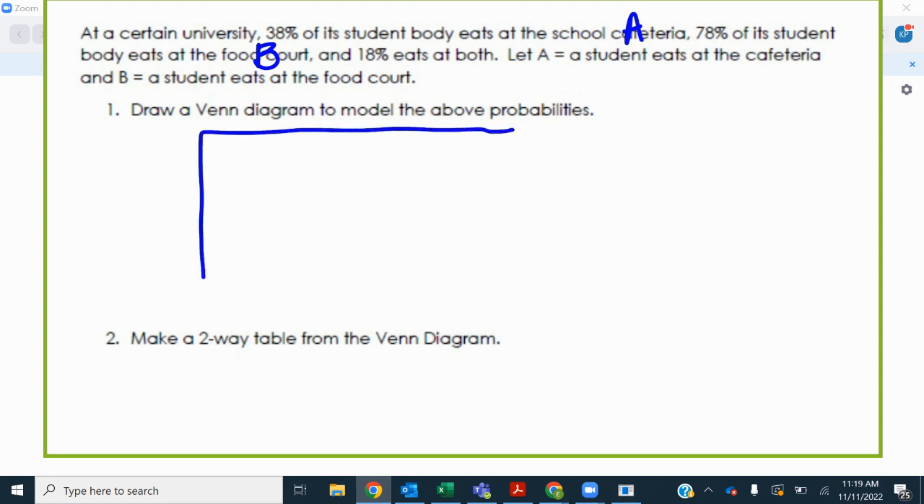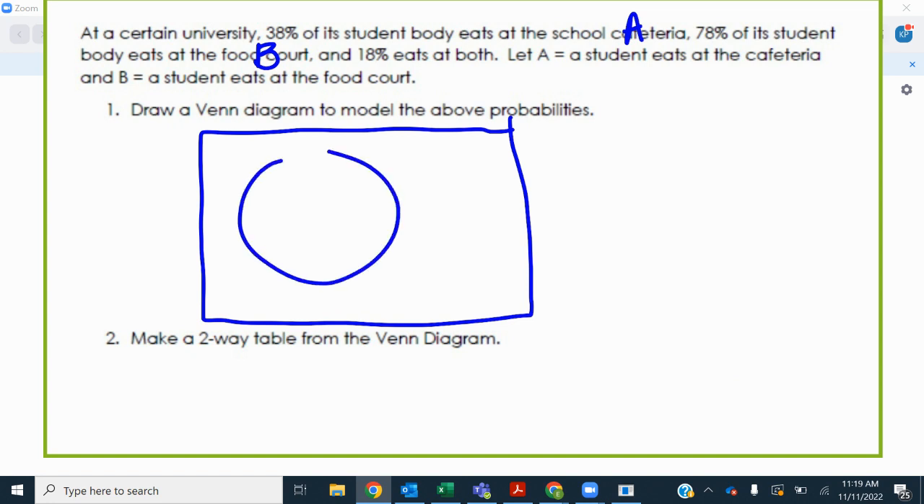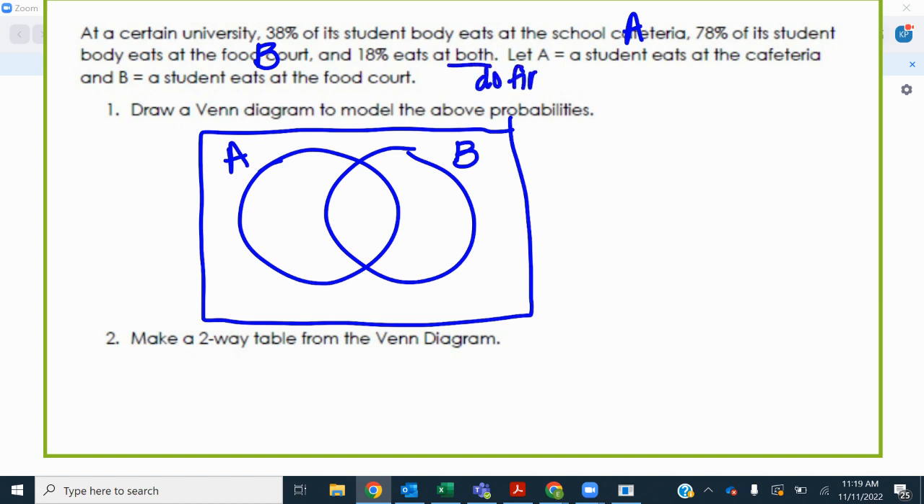So first thing you want to do for a Venn diagram is you draw a box. And then you make a circle for each of the events. We have one event A and one event B. So this is a probability model. So the probabilities in it should all be between 0 and 1 and add up to 100% or 1. So the first thing you always do is the both. And I like to put them in as decimals. So we have 0.18. That way it meets that criteria being between 0 and 1.